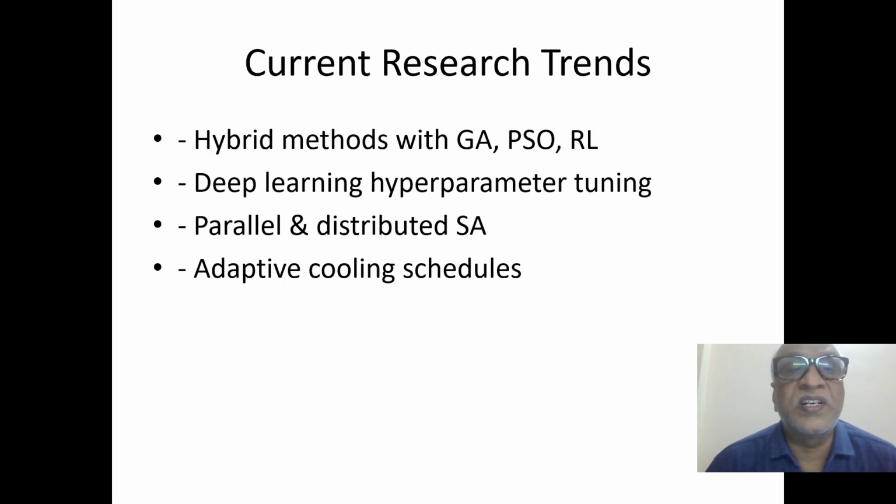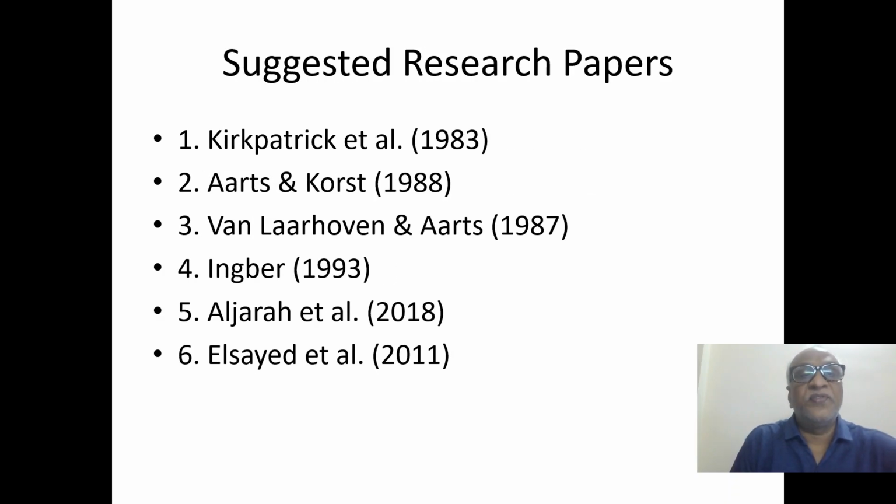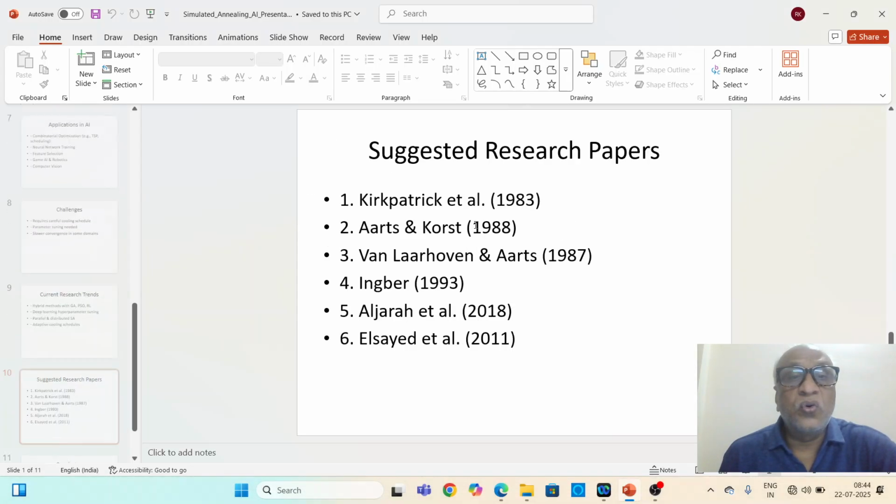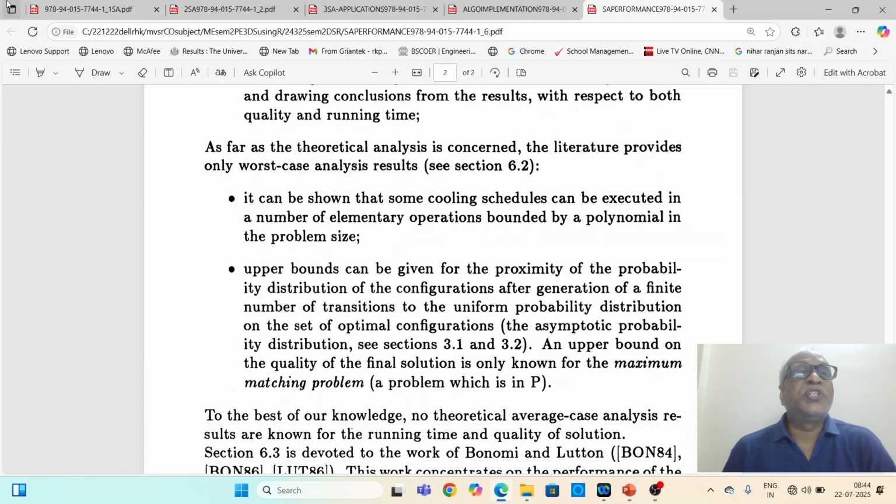What are the current research trends? It's a hybrid method used along with GA, PSO, RL, that is, genetic algorithms, particle swarm optimization, reinforcement learning. It is used in deep learning hyperparameter tuning, in parallel and distributed simulated annealing, and in adaptive cooling schedules. These are a few of the papers which I referred to, and one of the papers, Van Laarhoven and Aarts, I'll be referring to now to go further into the simulated annealing discussion.